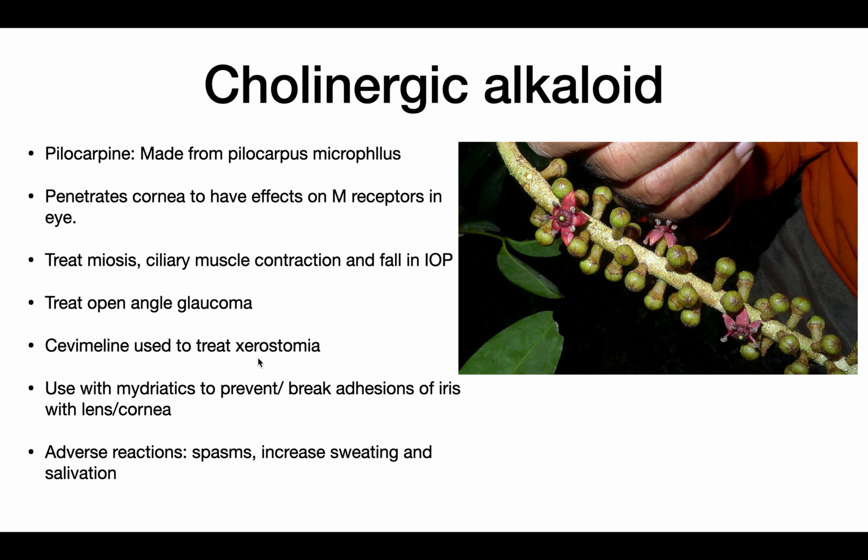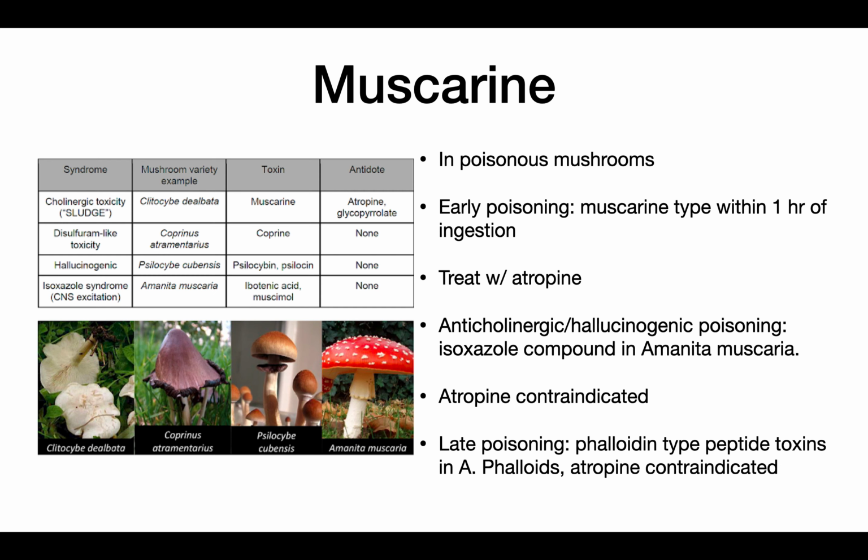Cevimeline is going to be used to treat xerostomia, and you use it with the mydriatics to break or prevent the adhesions of the iris with the lens and cornea. And the adverse reaction of these drugs would be increased sweating, spasms, salivation, spasms from the M2 binding, and increased sweating is from the M3 receptors.